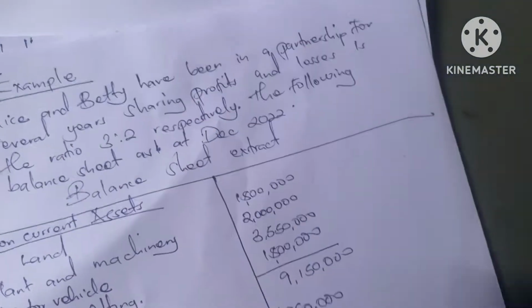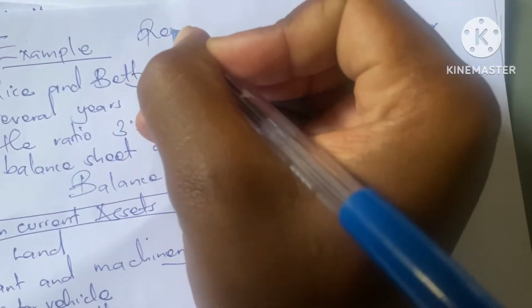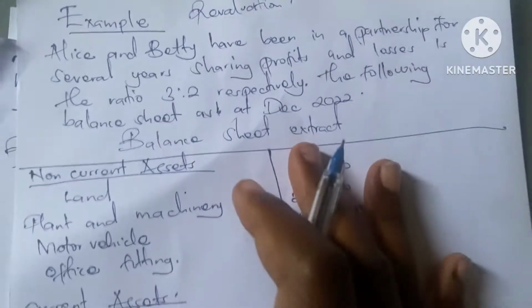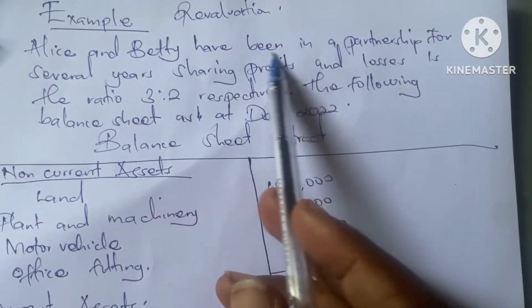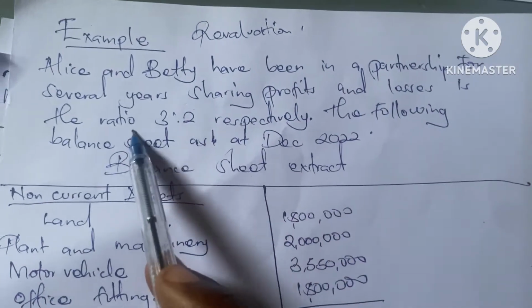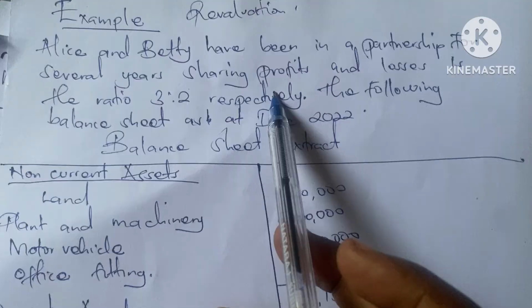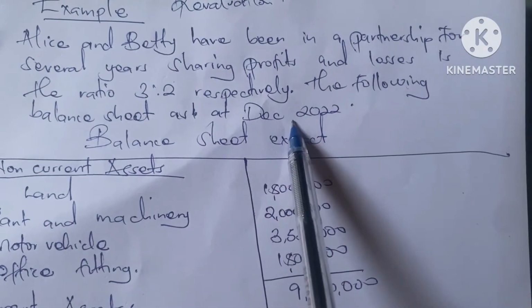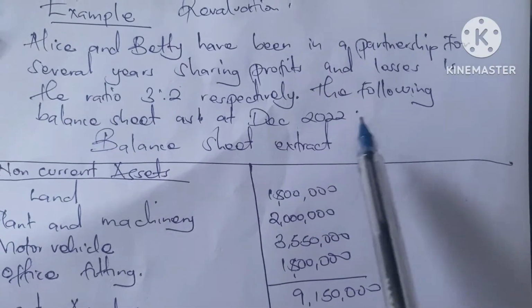Let's have an example on revaluation. The question says, Alice and Betty have been in a partnership for several years, sharing profits and losses in the ratio of 3:2 respectively. The following balance sheet is as at 31st December 2022.